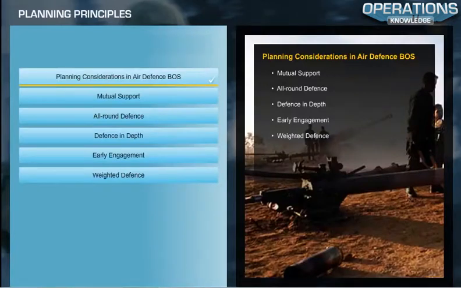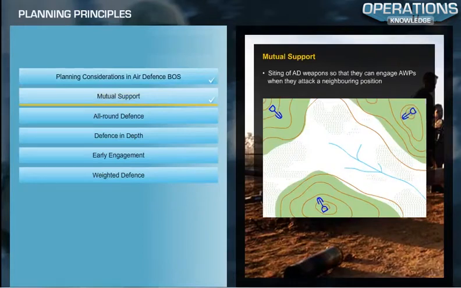To maximize the effectiveness and efficiency of AD implementation, the following considerations should be adhered to when planning AD tasks: mutual support, all-round defence, defence in depth, early engagement, and weighted defence. Mutual support is a consideration whereby AD weapons and their associated alerting and cueing devices must be sighted in mutually supporting positions so that they may engage an air weapon platform when it attacks a neighbouring position.